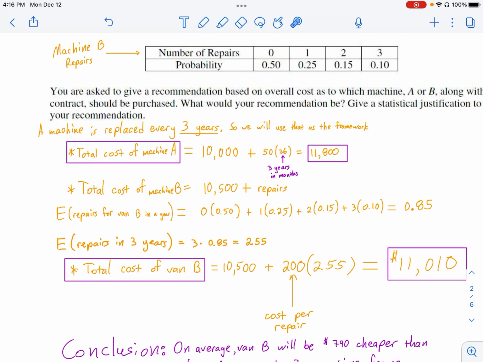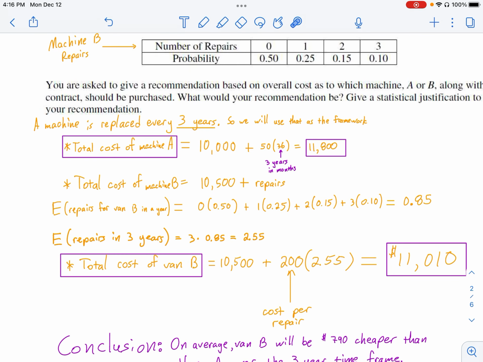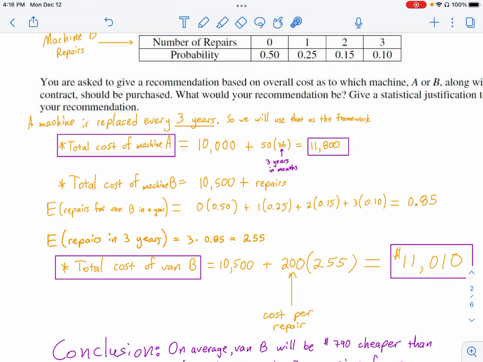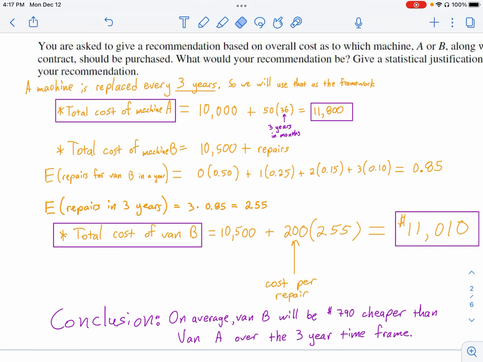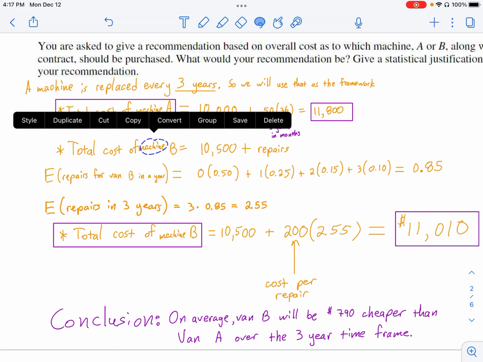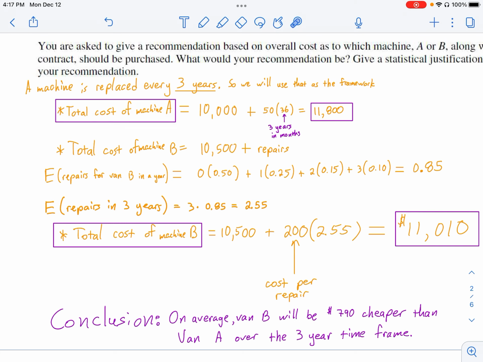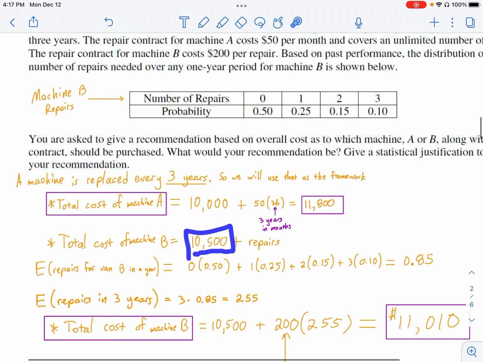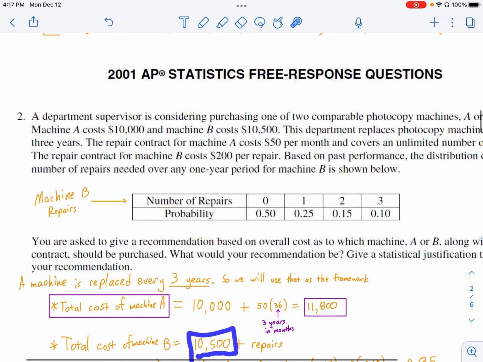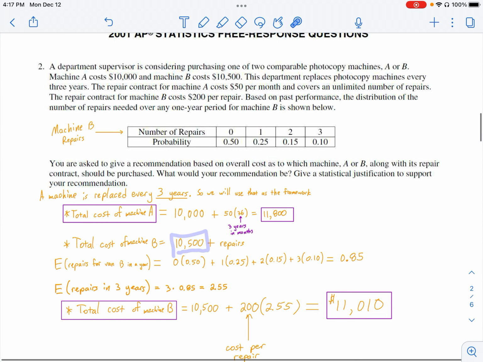Okay. Machine B is going to be different. There's my machine thing. Come on. Machine B, okay, is going to be more expensive. It's 10,500 based on, sorry, right here, plus repairs.